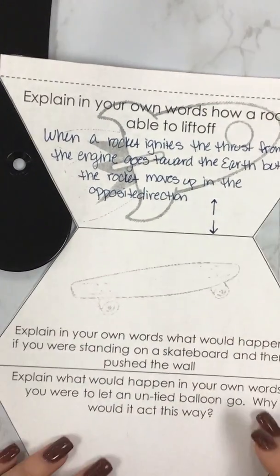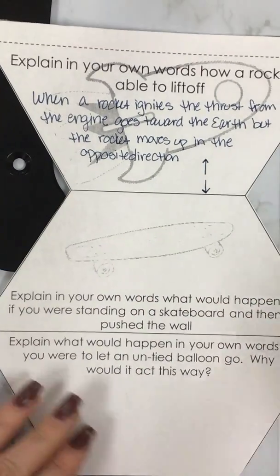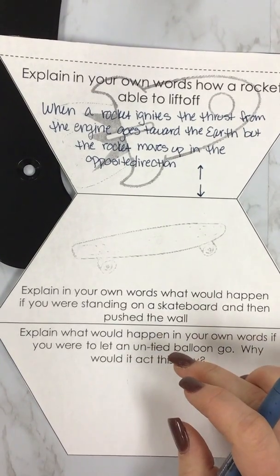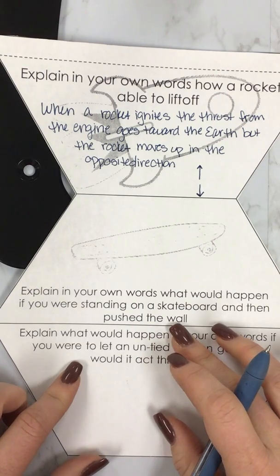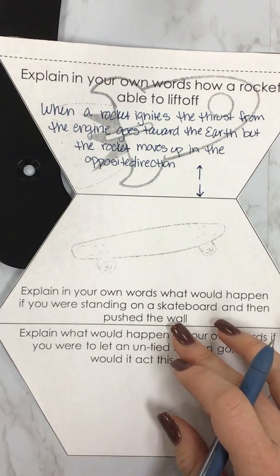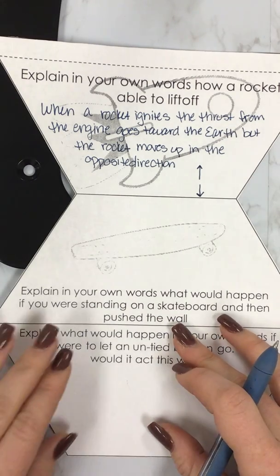Then our next example, if you move down, you can see a little skateboard in the background. That's what we're going to be working with. So explain in your own words what would happen if you were standing on a skateboard and then pushed the wall. So imagine that you are standing on a skateboard facing a wall, and you put your hands up on the wall and you push yourself off of the wall.